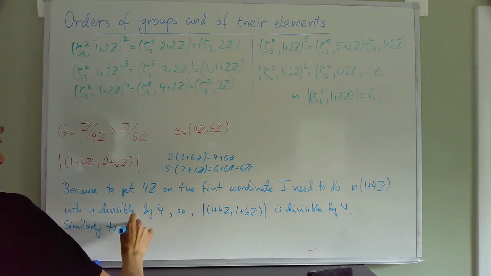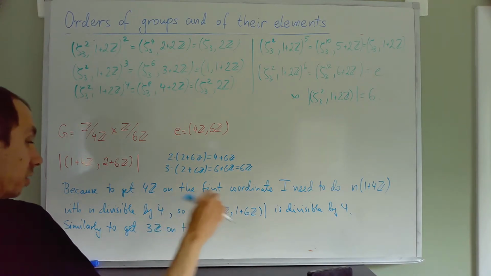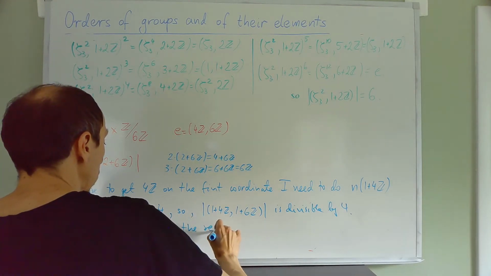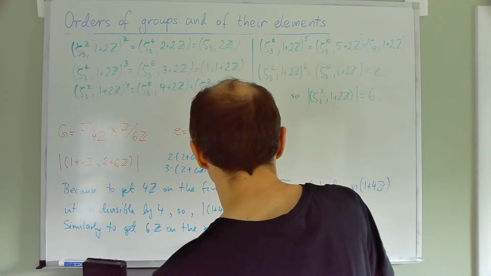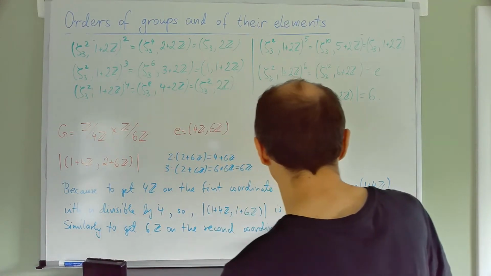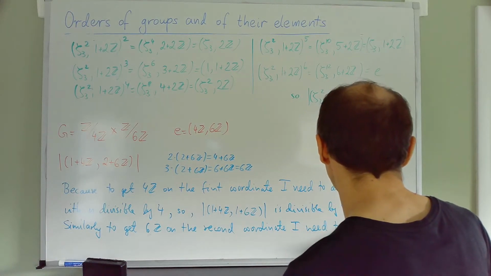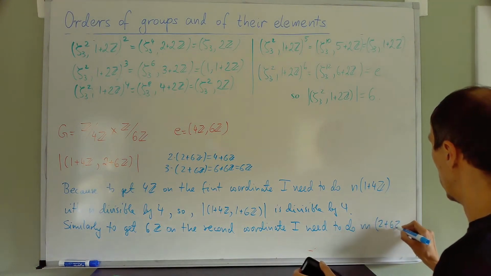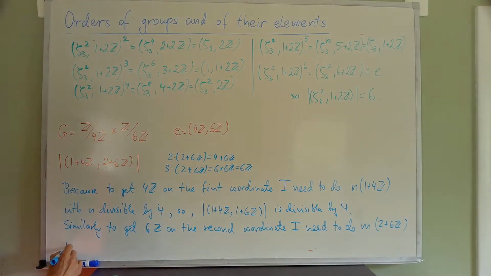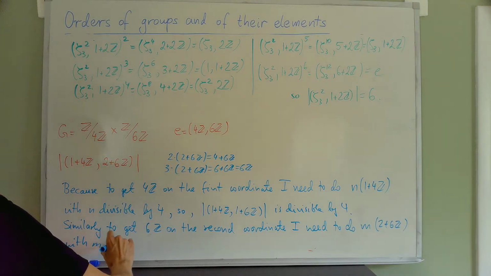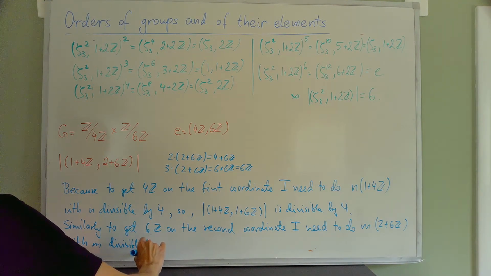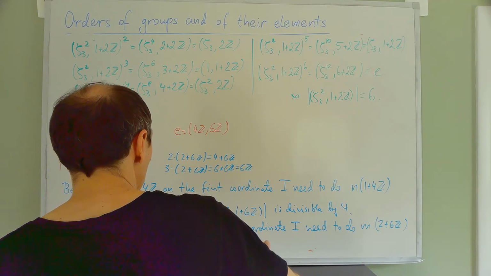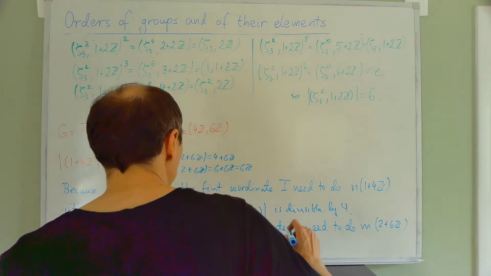So similarly, to get 6Z on the second coordinate, I need to do m times 2 plus 6Z, with m divisible by 3. So the order is divisible by 3.